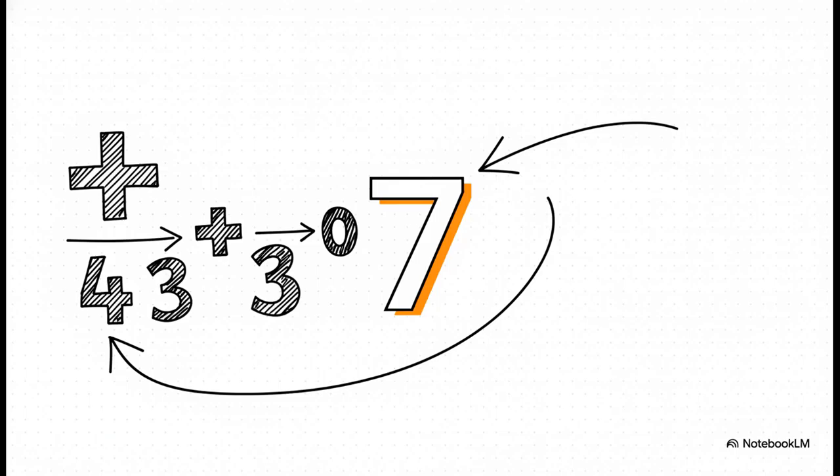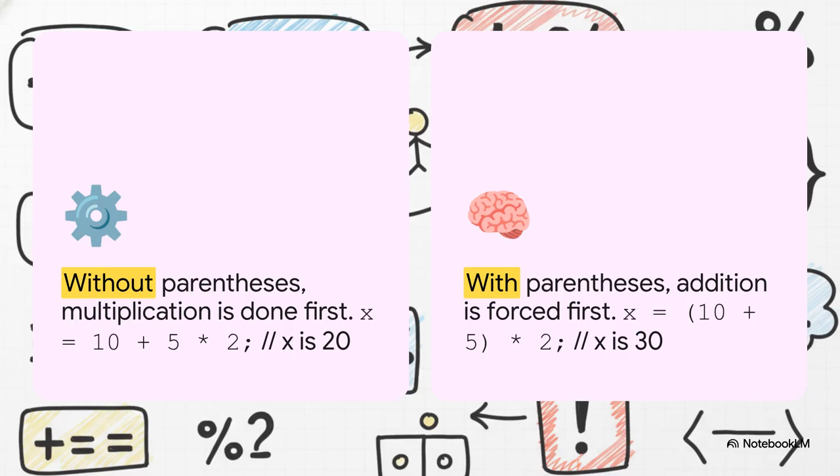See? No guesswork involved. But what if you want to be the boss? What if you need that addition to happen first? Well, just like in math, you have a superpower. Parentheses. Parentheses override everything. You can see here, without them, multiplication happens first, and the answer is 20. But by wrapping 10 plus 5 in parentheses, we force C to do that part first, and we get a completely different answer, 30. You are in control.